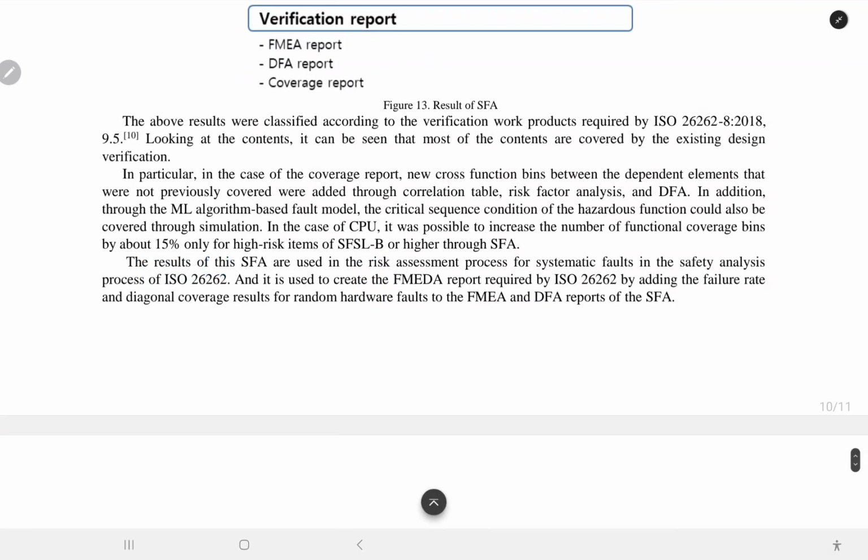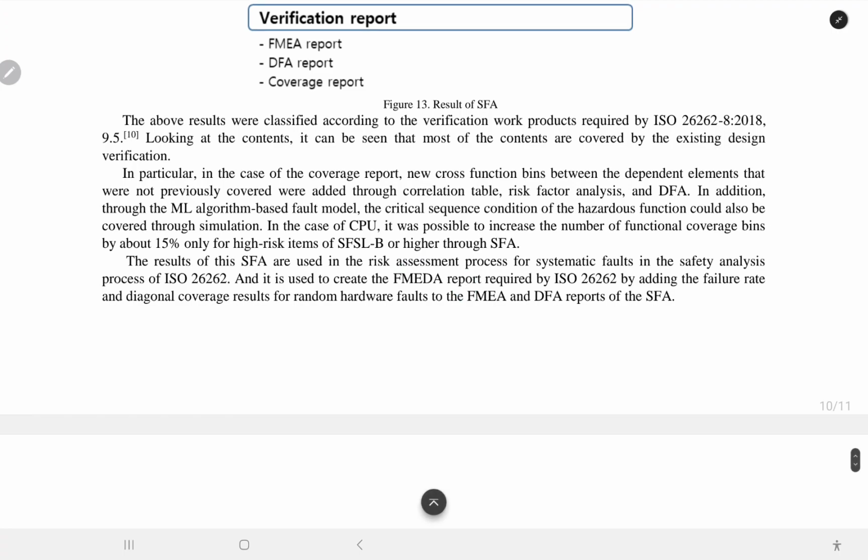The results of the SFA are used in the risk management process for systematic faults in the safety analysis process of ISO 26262, and they are used to create the FMEA report required by ISO 26262 by adding the failure rate and diagnostic coverage result for random hardware failure to the FMEA and DFA reports of the SFA.